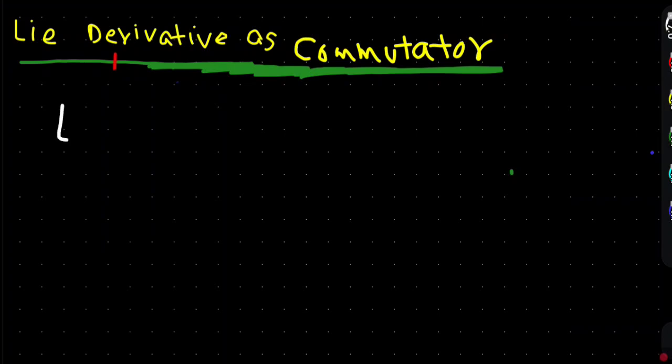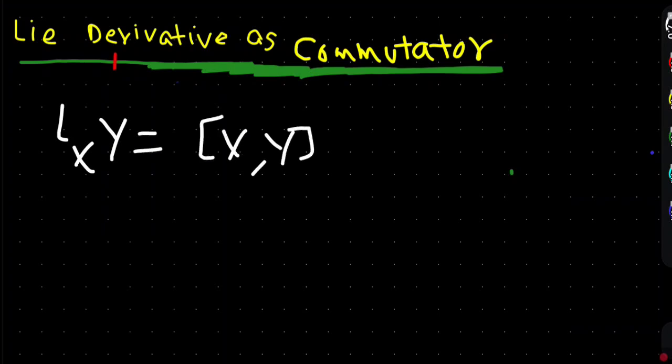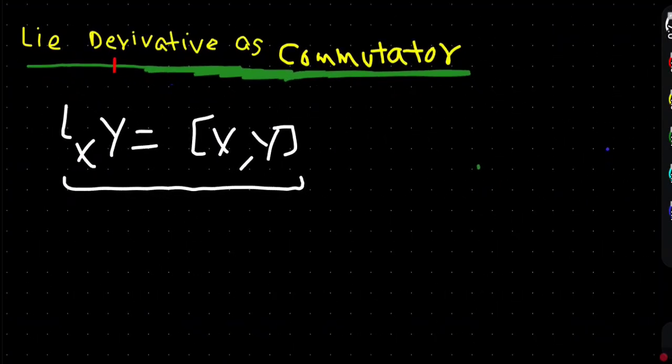That's very important. So in this particular video, I'm going to prove a very important result, and the result is that the Lie derivative of Y along X is equal to the commutator of the vector fields X and Y. If you have studied differential geometry, you must have encountered this very famous result. The Lie derivative of Y is equal to the commutator relationship between X and Y.